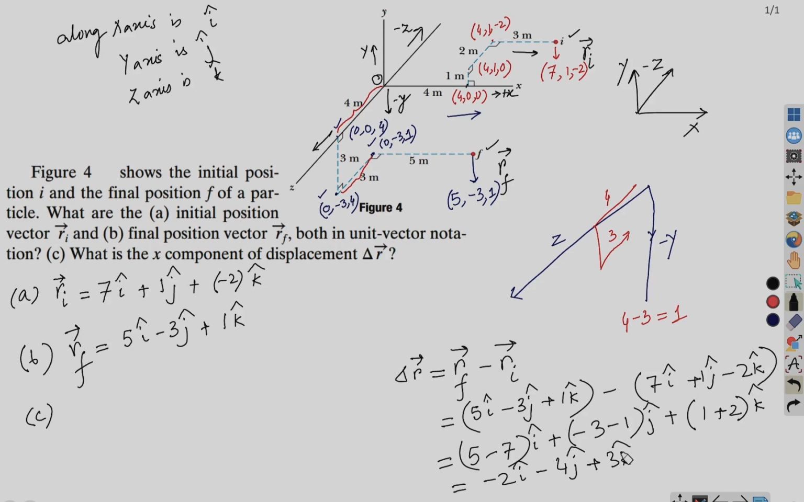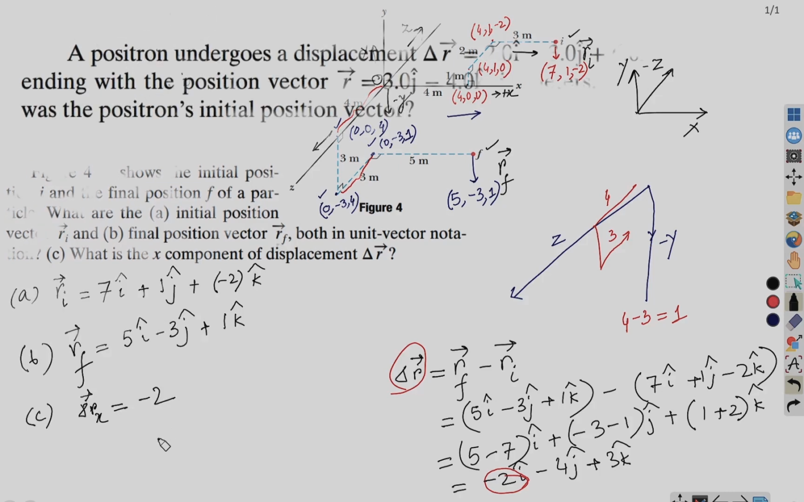And the question here is, what is the x component? So we have to determine the x component of this vector, right? So which one is the x component? This one is the x component, right? Therefore, the x component of displacement vector, which we can write in this way, r suffix x, is minus 2.